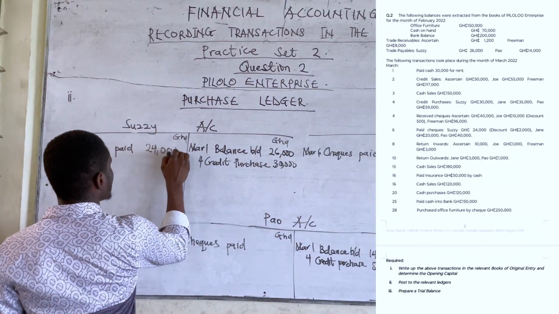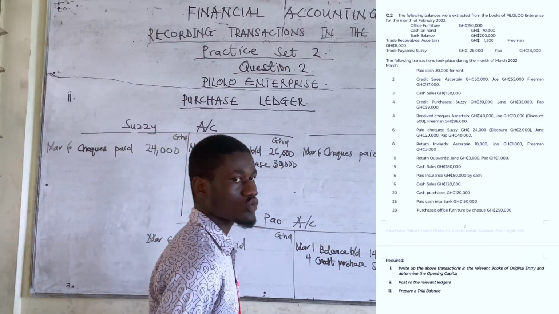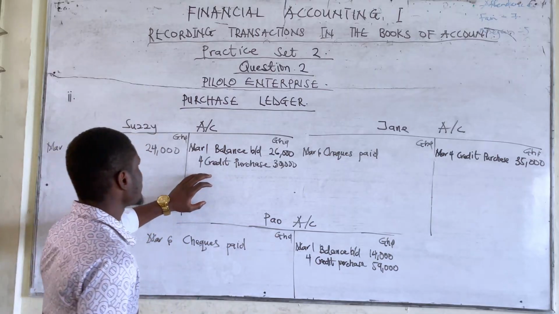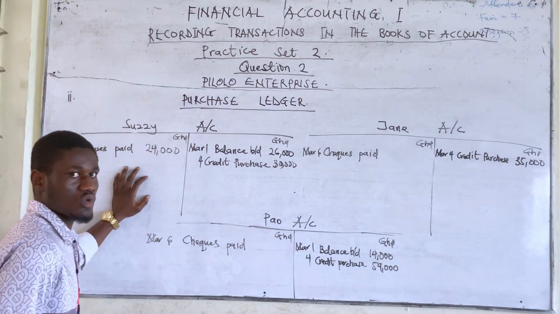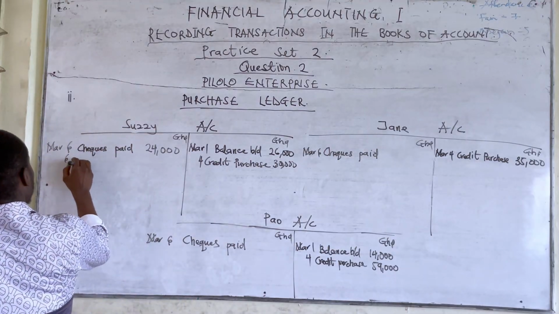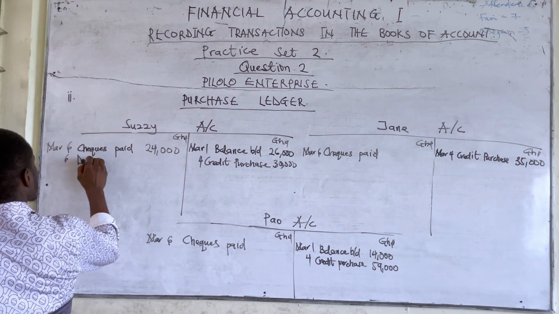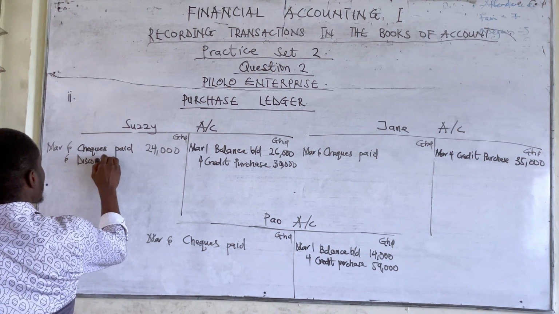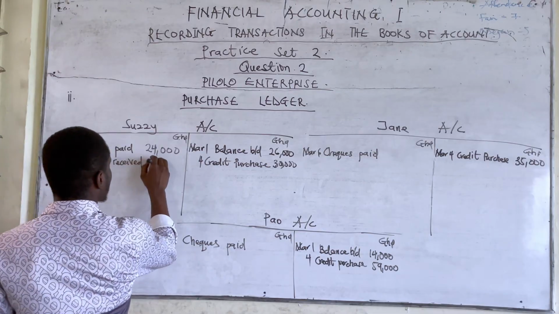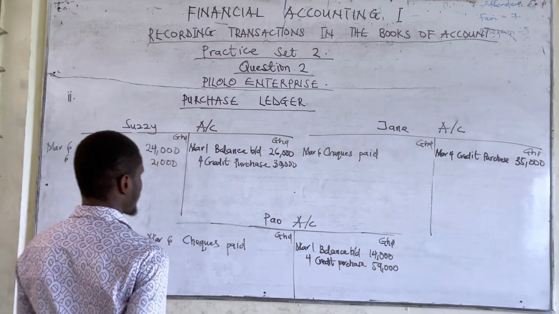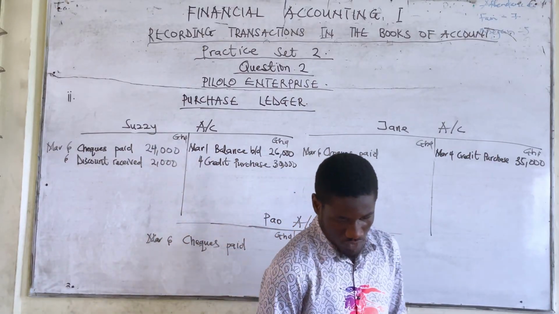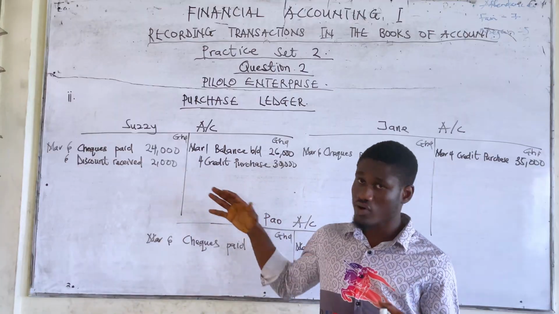Okay, so you will see that there was a discount of 2,000 we received from Susie. So that means that we are going to record the discount here. Okay, good. So discount received, $2,000. Good. So we move on. So you should understand why I'm recording it there.